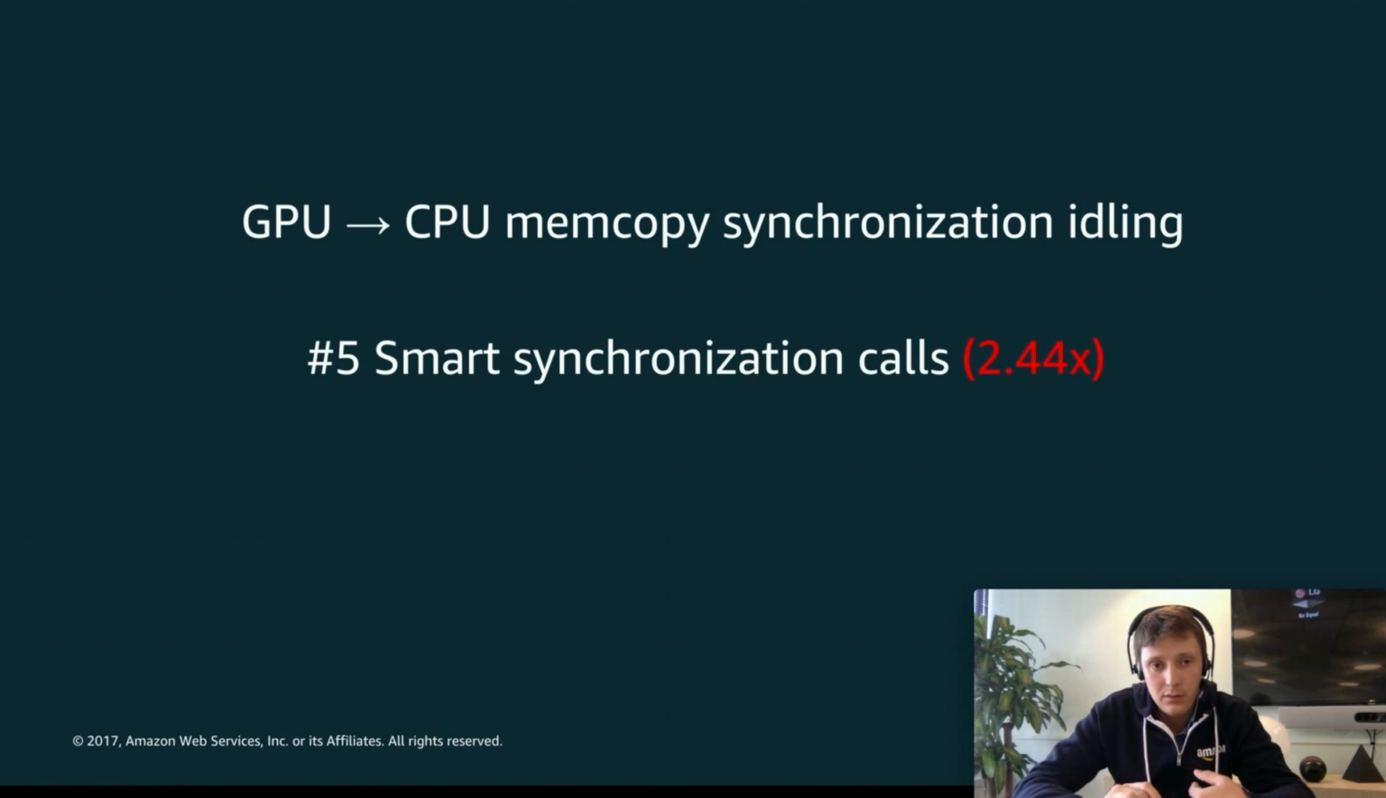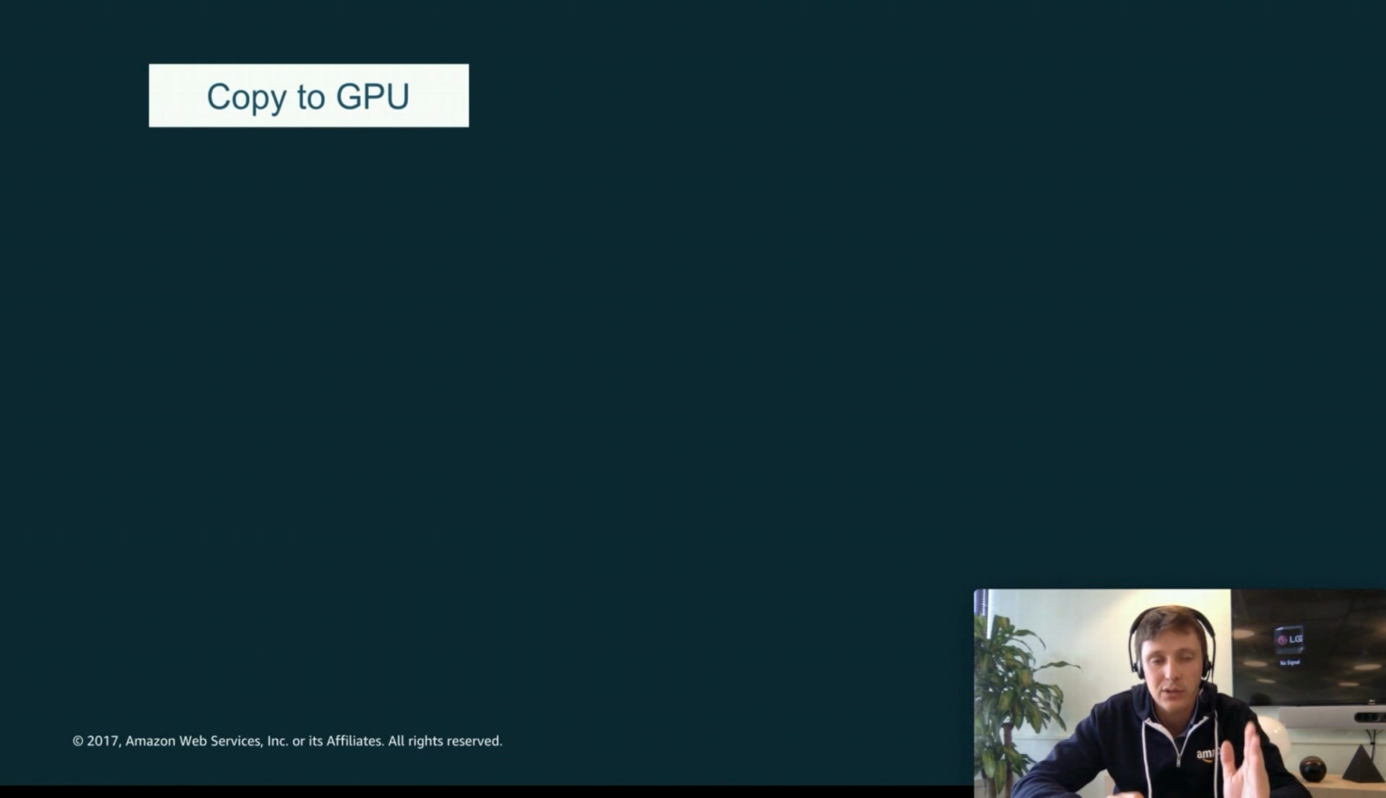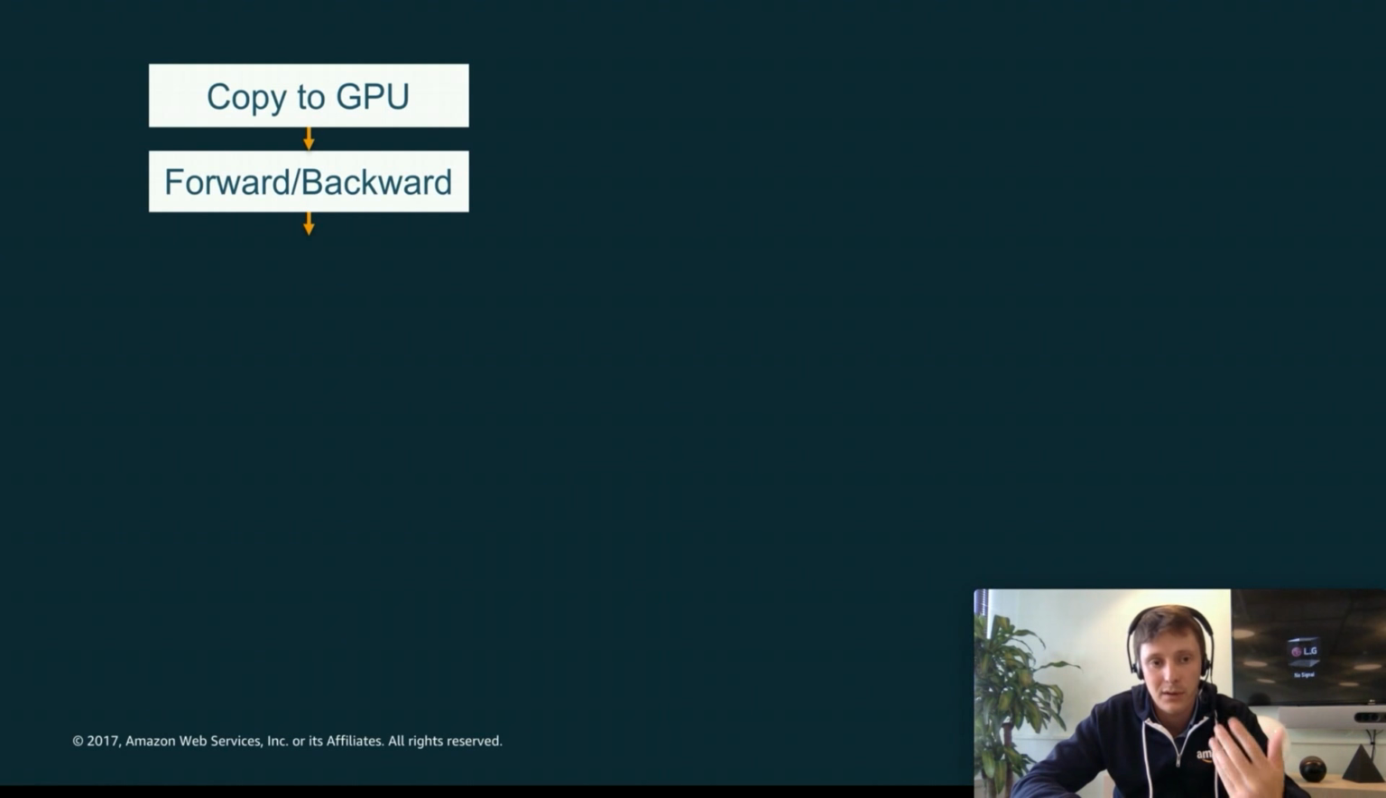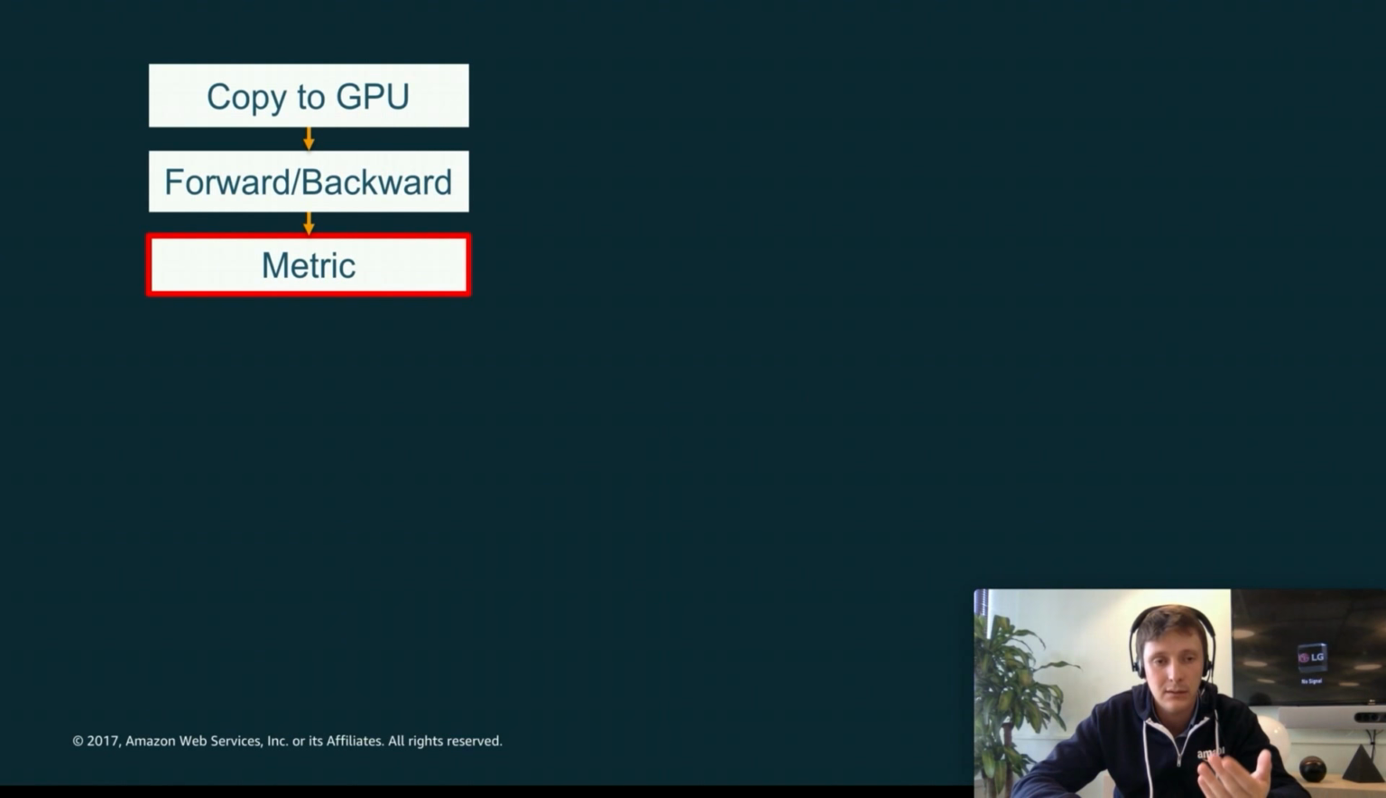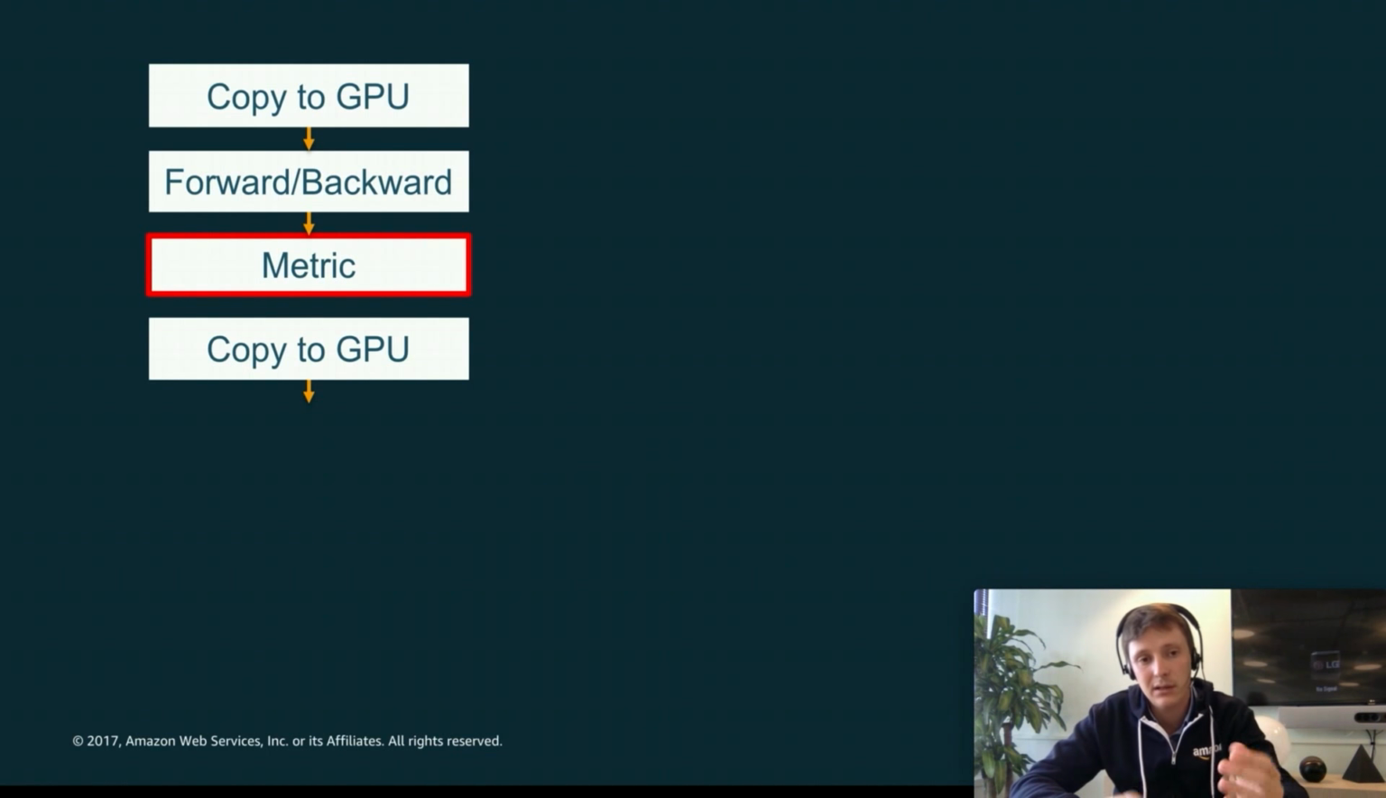If you go back to the smart synchronization calls, I don't know if that was very clear, so I'm going to show you an example of what happens. You don't want your GPU to be waiting for the data to be copied onto the GPU. That's really efficient for small networks, because the communication overhead becomes bigger. So let's look at the traditional loop. You say, move my data to the GPU, I do my forward, I do my backward, I do my update. Then I compute my metric, and the metric is a synchronous call because it's happening on CPU.